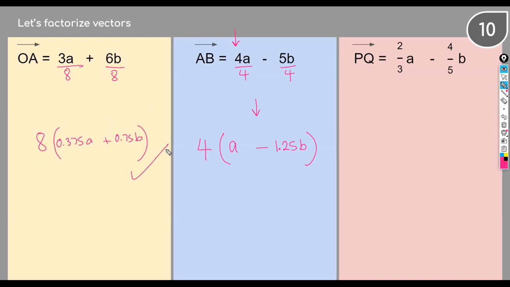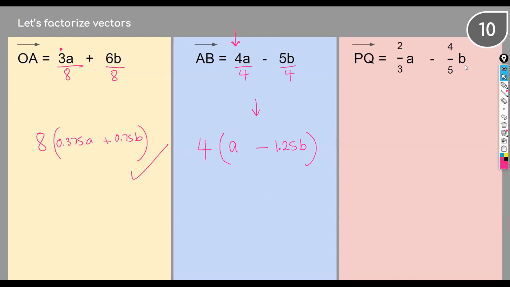Everybody with me so far? When you're factorizing, it doesn't matter what you pull out once you divide everybody by that number. But if there's an easy number to pull out, by all means, choose that easy number. But if there's no easy number, my advice is just look at the first number and pull out that number.